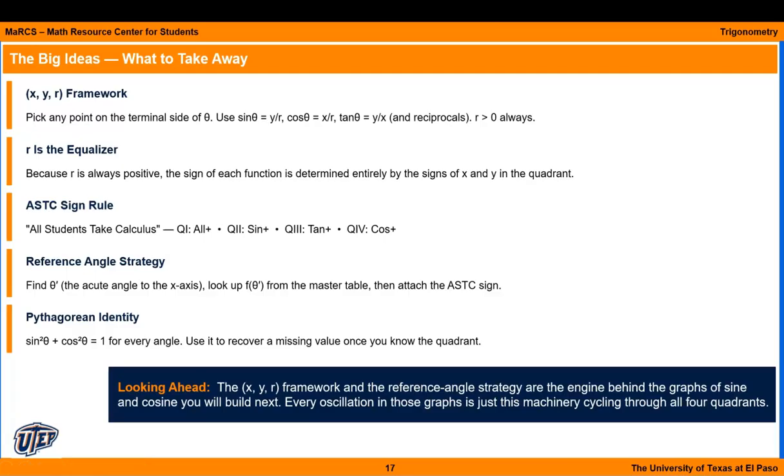To summarize, we extend trigonometric functions to all angles using the x, y, r framework. The signs of trig functions depend on the quadrant. Reference angles allow us to evaluate functions using familiar values, and the Pythagorean identity allows us to find missing information. These ideas form the foundation for understanding trigonometric functions on the unit circle and their graphs.